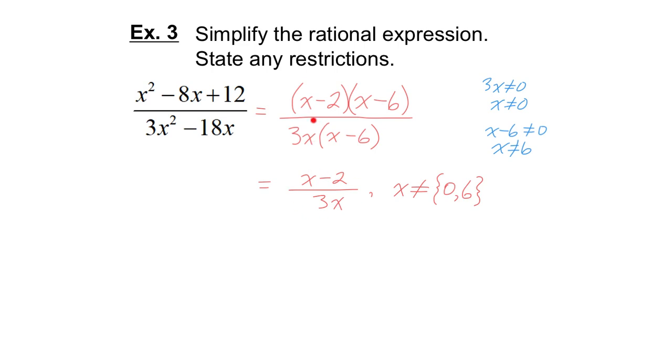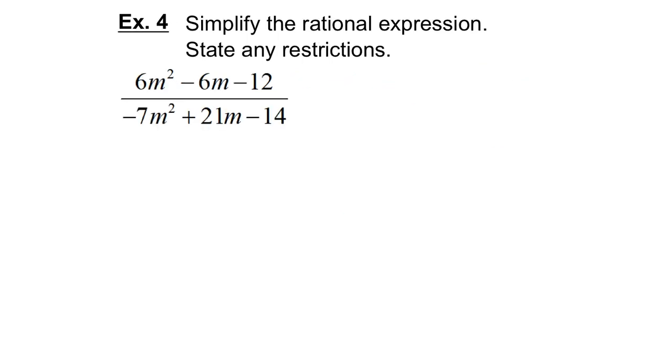My restrictions came from this denominator. X can't be 0 and x can't be 6. And that's how I write it at the end. Here's another one. Why don't you try this one? Pause the video and see how you do.